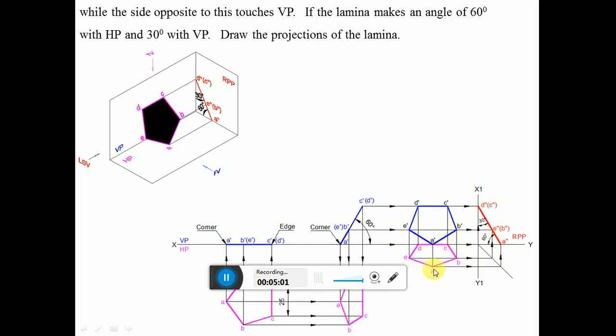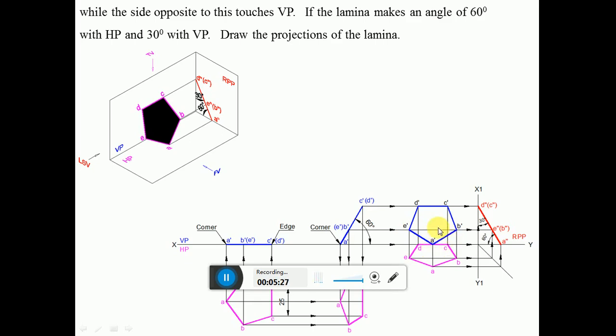Through A you draw a vertical projector, through A dash you draw a horizontal projector to get this point. Similarly, draw a vertical projector from B and draw a horizontal projector from B dash to get this point. Draw a vertical projector from C and draw a horizontal projector from C dash. Similarly, draw a vertical projector from D to get this point, from E to get this point, E dash. So join the pentagon. So this is also a surface and this is also a surface.